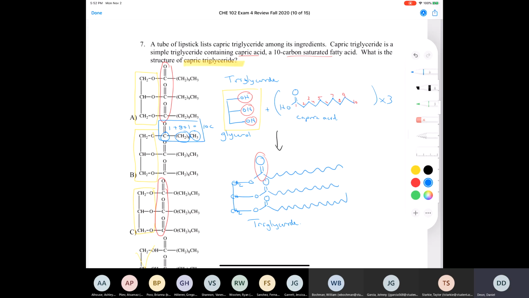Hopefully you notice there's a major problem here, right? You have another oxygen here. So that's not even a functional group that we've looked at. It's actually called a carbonate. So that is definitely incorrect. So we can cross that one off.